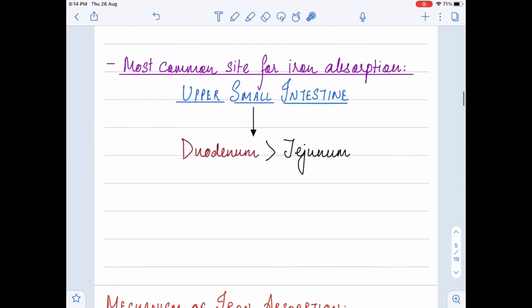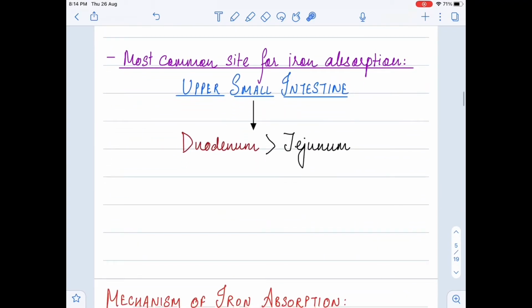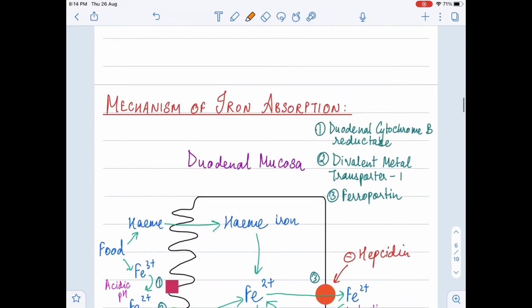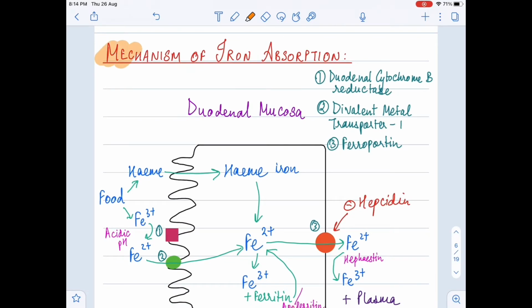So, which is the most common site for iron absorption? It is usually the upper small intestine, and the duodenum is found to be a more common site than the jejunum. So, what is the mechanism of iron absorption now? This is the most important part we need to understand.